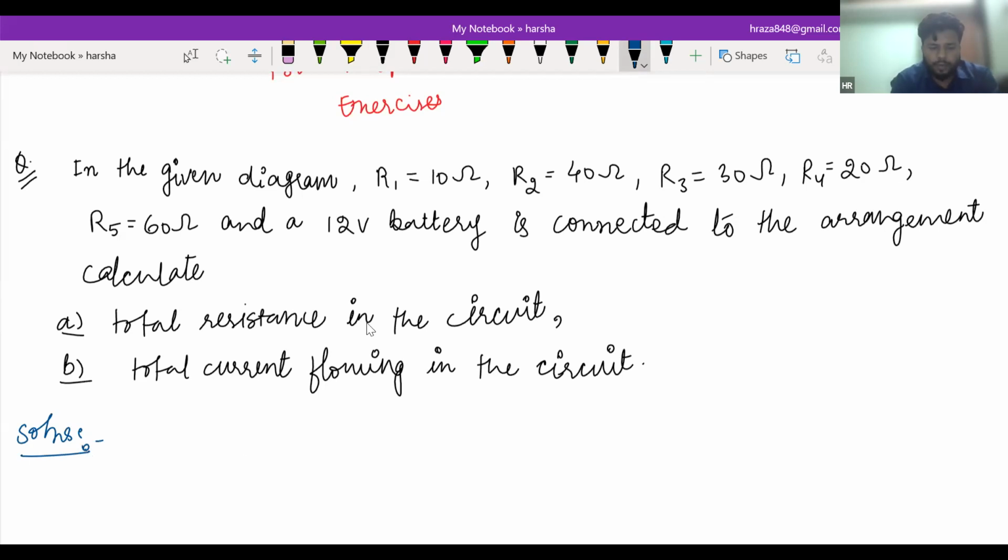In the given diagram, I'm going to draw a diagram in which all the resistances are given and a 12-volt battery is also connected. We need to calculate equivalent resistance, that means total resistance in the circuit, and total current flowing in the circuit.